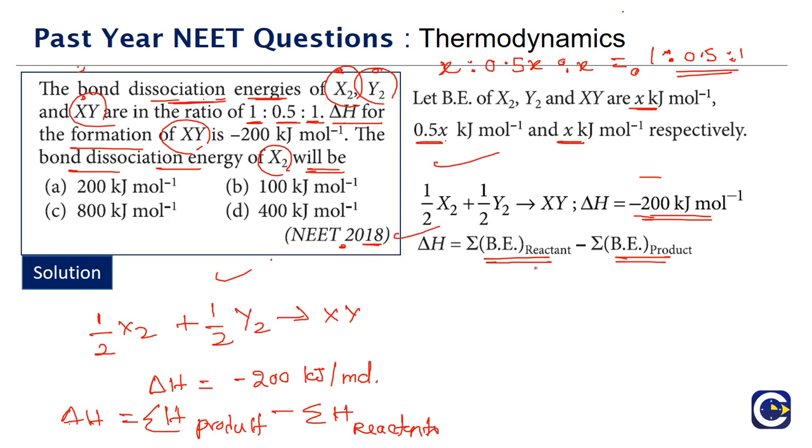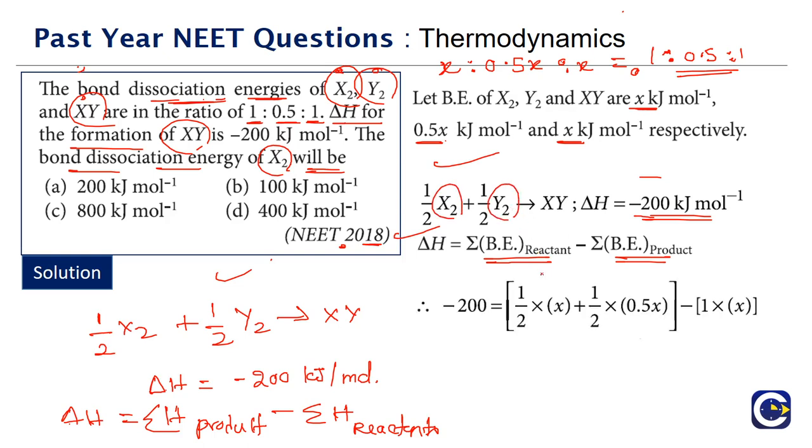Now if we substitute the values, reactant means we have half a mole of X2 and half a mole of Y2. So the delta H value is minus 200, which is equal to: reactant half a mole of X2, and the bond energy of X2 is x, so half into x will come. Half a mole of Y2, half into, for Y2 the value is 0.5 into x, so we get half into 0.5 into x. Minus the bond energy of the product. The product is XY, 1 mole of XY, means minus 1 into x will come.